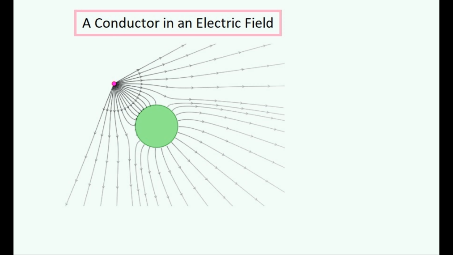Hello and welcome to this video about a conductor in an electric field. Here we have a small charged particle that's coloured magenta, which is a dark pink, which emits a lot of electric field lines, and a good conductor which is coloured green and which influences these lines.